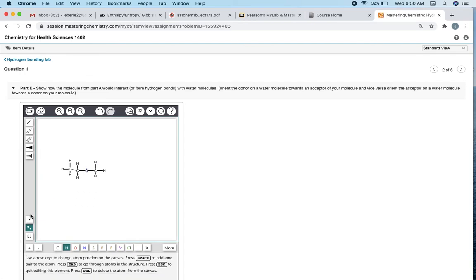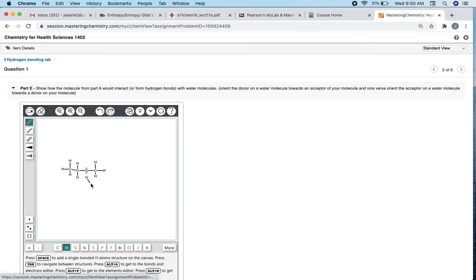Now, let's draw a water molecule where the hydrogens are just oriented towards, close to, the acceptors on our molecule. We're not actually going to put a bond in. We're just going to draw them near the acceptors. I just put a hydrogen first, so I want the hydrogen selected. I'm going to click really close to that lone pair. That's close enough. Now I'm going to finish my water molecule.